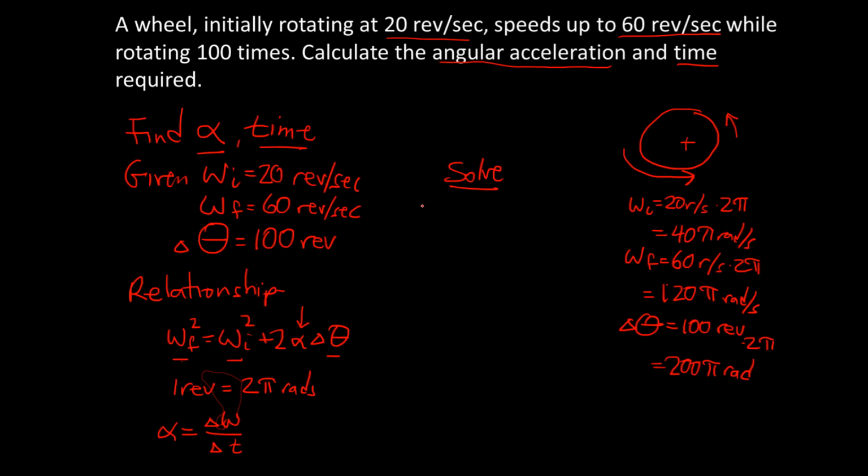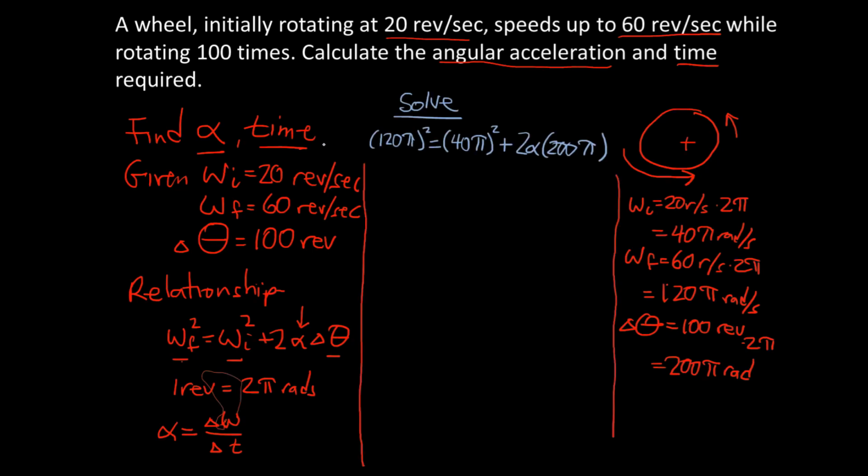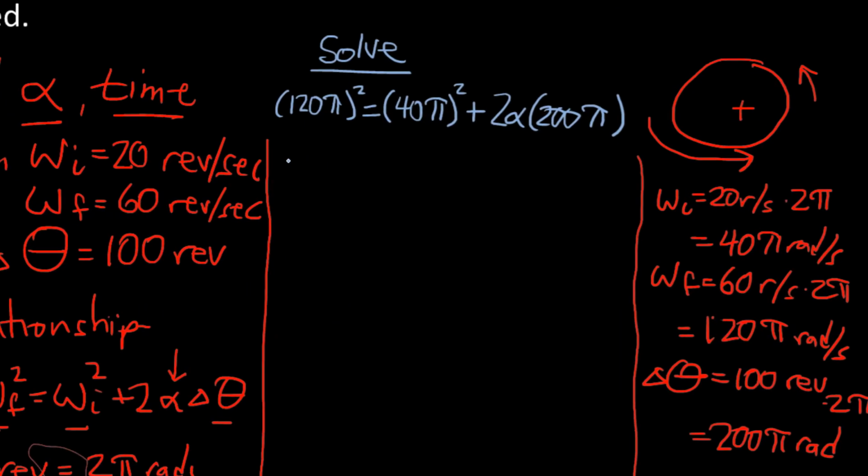So let's go ahead and solve that. What is it? 120 pi radians per second, squared, is equal to our initial angular velocity, 40 pi, squared, plus 2 times alpha times 200 pi. I'm going to do a little bit of house cleaning here. Welcome back. I'll clean that up a little bit, and then write the solution in blue to provide a little more contrast.